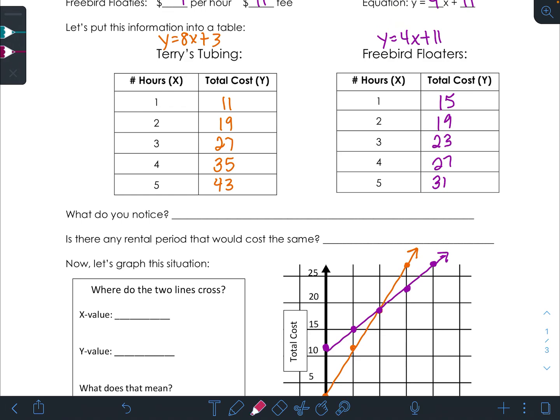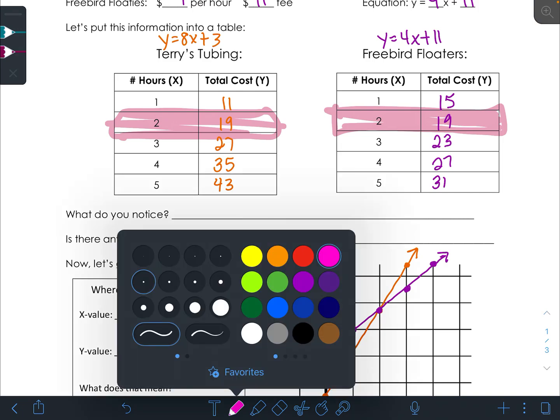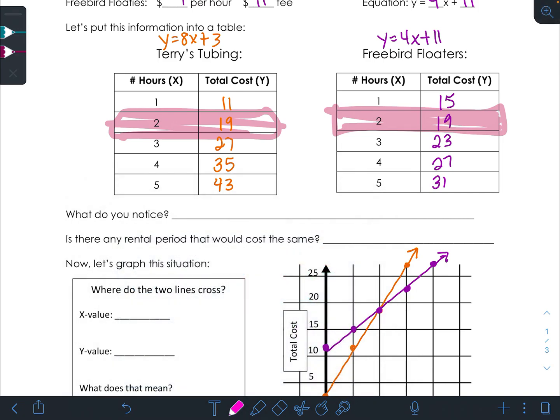If you just notice on here, at 2 hours they both cost $19. So that is something to notice, that whenever you have the two things, they cost the same at 2 hours and it's $19. So the rental period that would cost the same would be at 2 hours.